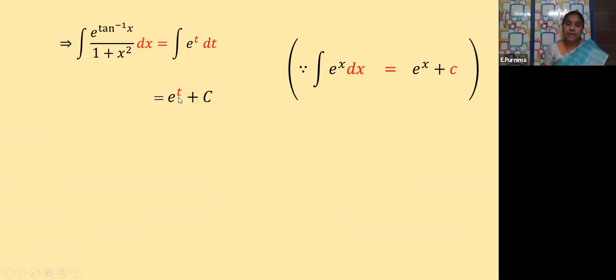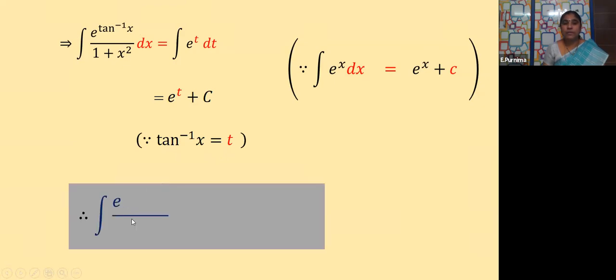But our answer should be in terms of x, because our question is in terms of x. So what is the t value? Means what you have assumed as t? Tan inverse x, yes or not? Since tan inverse x is equal to t, we replace here. So the integral of e to the power of tan inverse x by 1 plus x square into dx is equal to e to the power of tan inverse x plus c. Now this is your solution.